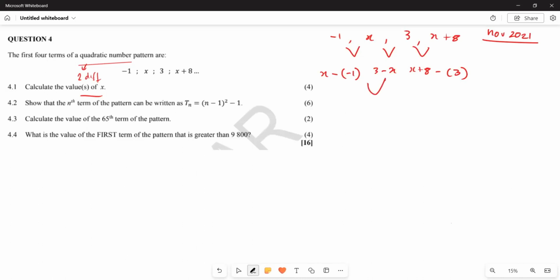Now when you move to the next differences, what is it? Already, x minus -1 is the same as x plus 1. Nothing has changed here. Negative into -1 gives you a positive. So the second difference is going to be 3 subtract x, subtract x plus 1. And then the next one is given by this one.